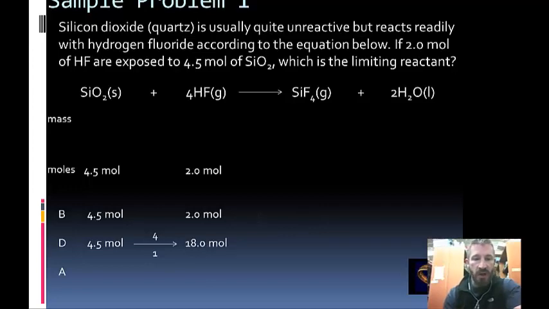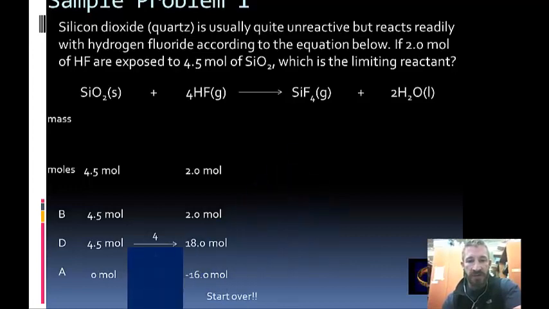We know from that that silicon dioxide is supposedly limiting, and so we end up with minus 16. Now this wouldn't happen if you've done it correctly. You've got a negative number, so you know that you've not determined the limiting reactant correctly. This tells us that HF would have to be the limiting reactant. So you have to start over.